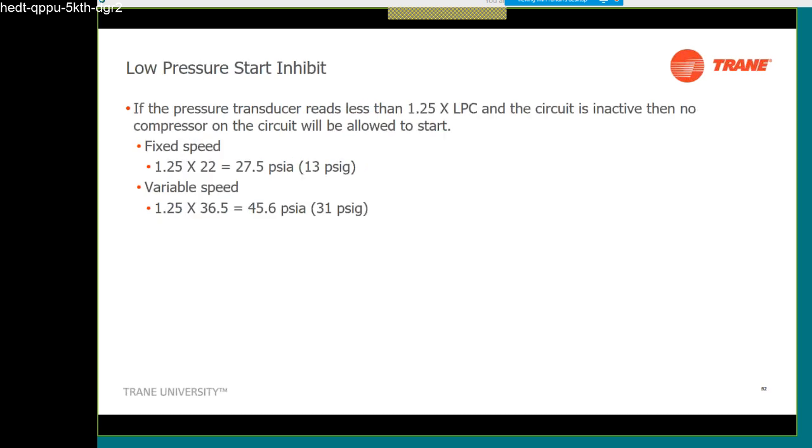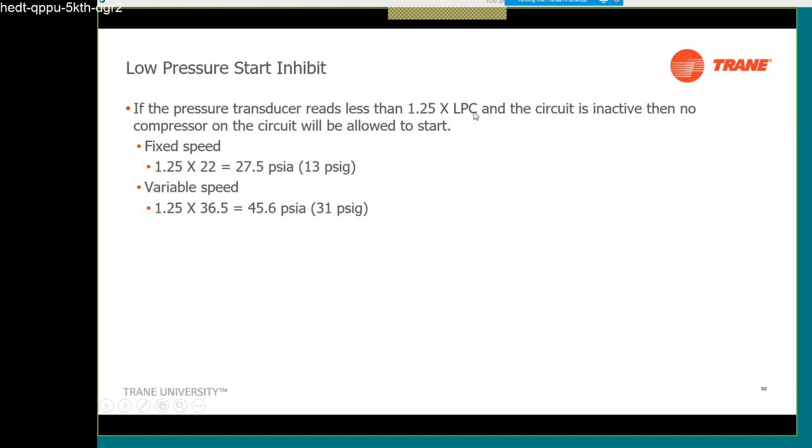Okay. So if we are in a low ambient situation and we need to start the unit, but we're not quite below that low ambient lockout point, we look at what the low pressure cutout is going to be, and it's a pressure that we have set up in there.